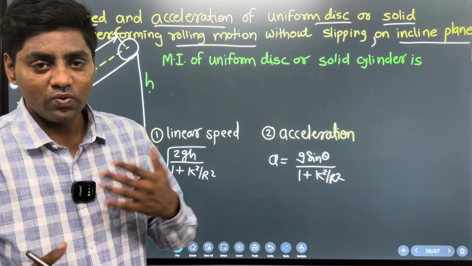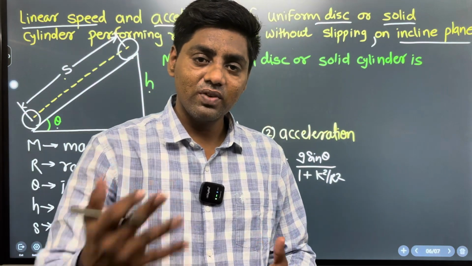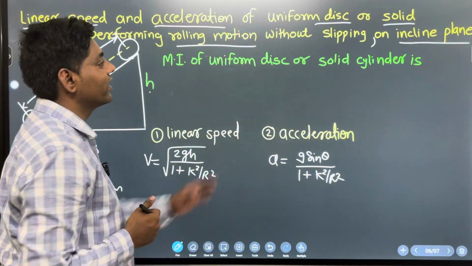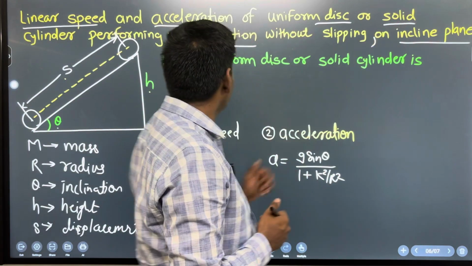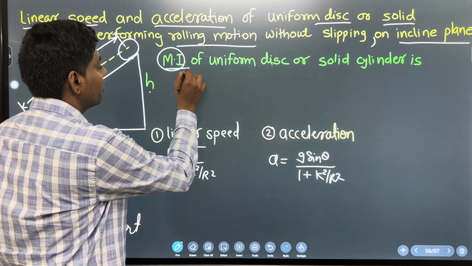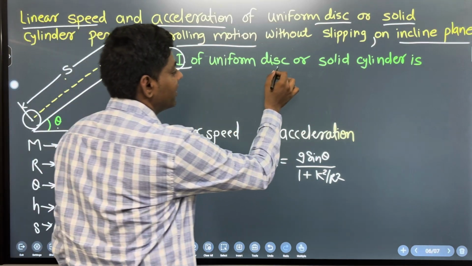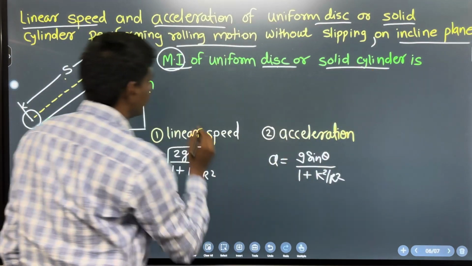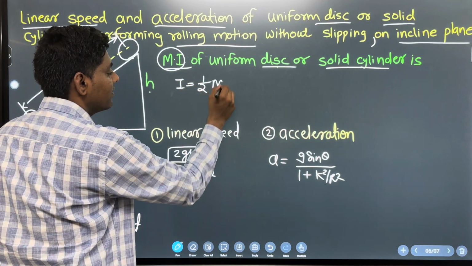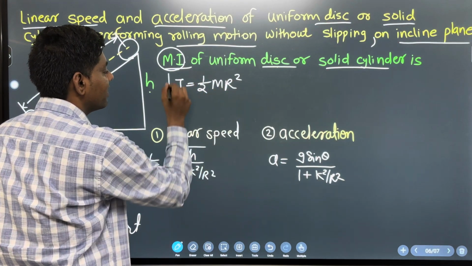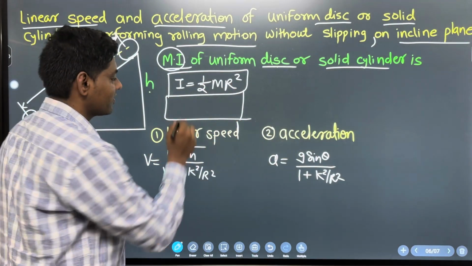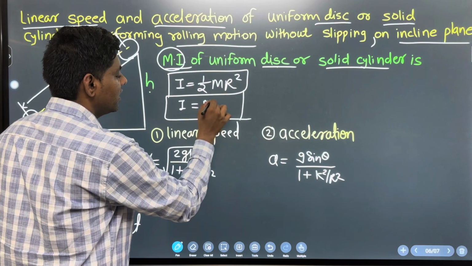So for solving, we require the value of k square divided by r square. For that, we need to know the moment of inertia of the body. Which body is given here? That is the uniform disc or solid cylinder. So we should know its moment of inertia. Remember the formula: I equal to half m r square. We compare this with the standard formula in terms of radius of gyration, that is I equal to m k square.